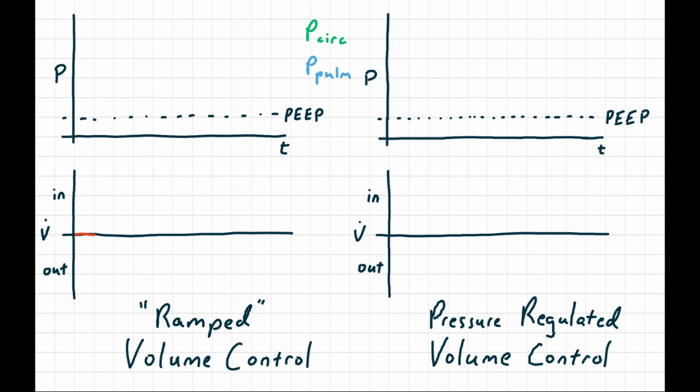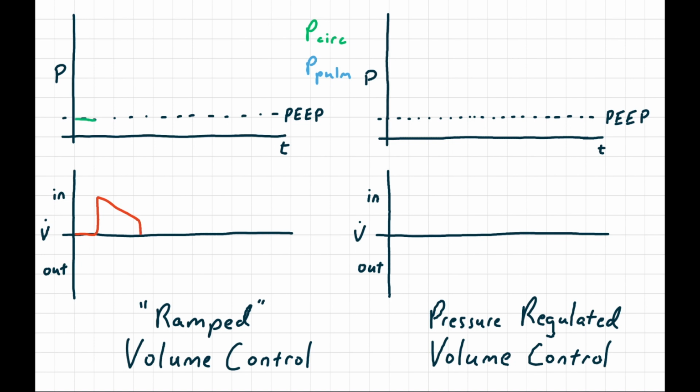So instead of using the constant flow of traditional volume control, ramped volume control intentionally begins with a higher flow limit, and over the course of the breath decreases the flow limit, generally in a linear decline, before stopping the inspiration. So what does this look like on the pressure graph?